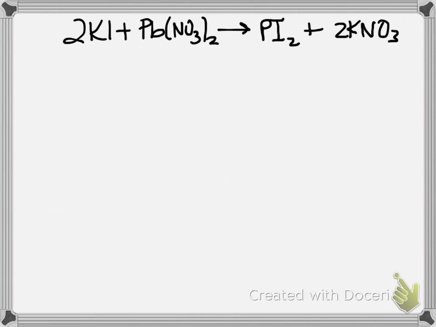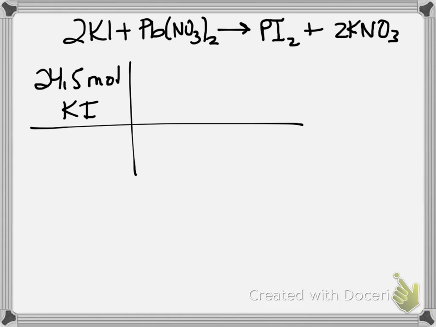Okay? So now we have a new reaction that we're working with. Potassium iodide reacting with lead 2 nitrate, forming lead iodide and potassium nitrate. Good stuff. So we've got 24.5 moles of potassium iodide, and we want to know what mass of lead 2 iodide we can produce. So since we're already in moles, we can go straight to a mole ratio.